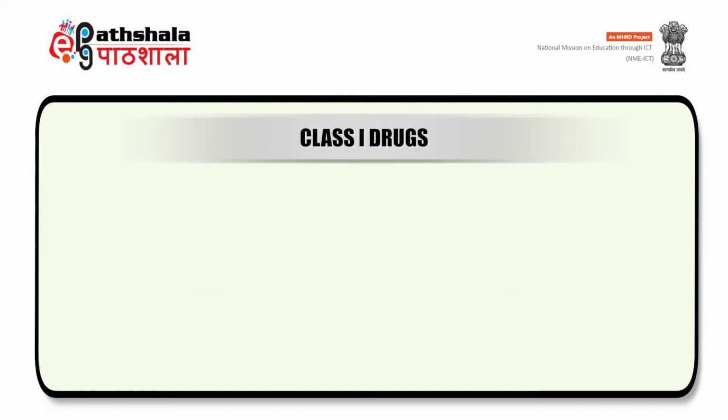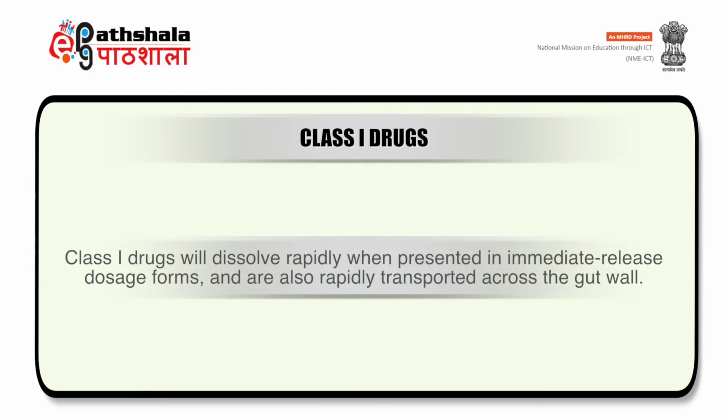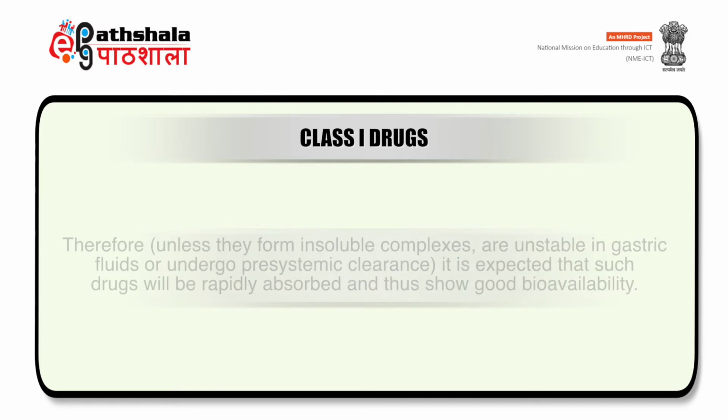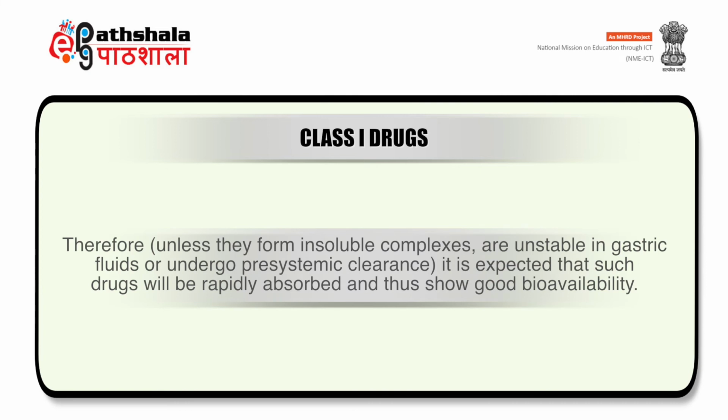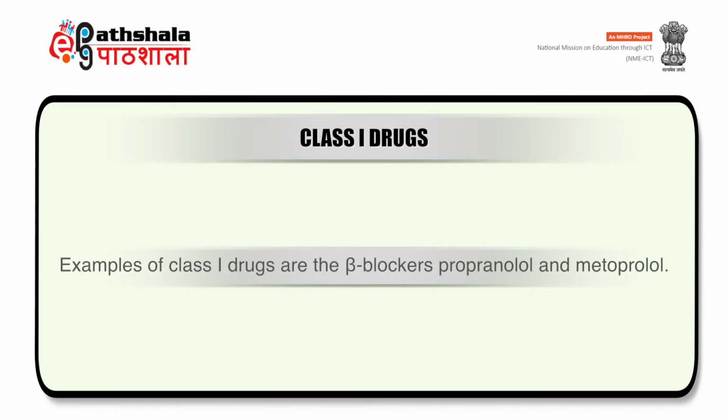Now let us understand about the class 1 drugs. The class 1 drugs will dissolve rapidly when presented in immediate release dosage forms and are also rapidly transported across the gut wall. Therefore, unless they form insoluble complexes, are unstable in the gastric fluids or undergo pre-systemic clearance, it is expected that such drugs will be rapidly absorbed and thus show good bioavailability. The examples of class 1 drugs are beta blockers like propranolol and metoprolol.